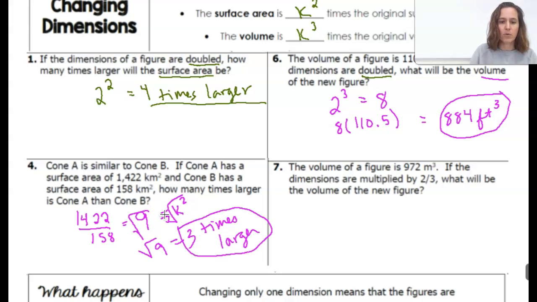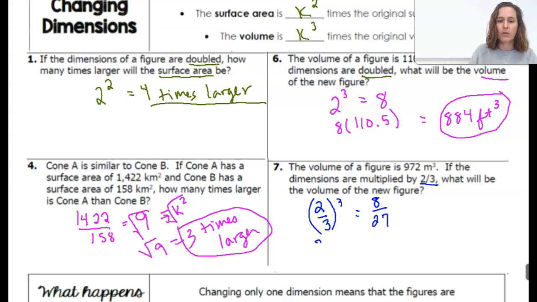In our last example in this section, we have the volume of the figure is 972 meters cubed. If the dimensions are multiplied by 2/3, what would be the volume of the new figure? Well, again, this is going to be our scale factor, so we would have 2/3, and because we're dealing with the volume, we would then cube it. So when we cube that fraction, we would have 8/27. When you cube a fraction, you cube both the numerator and the denominator.